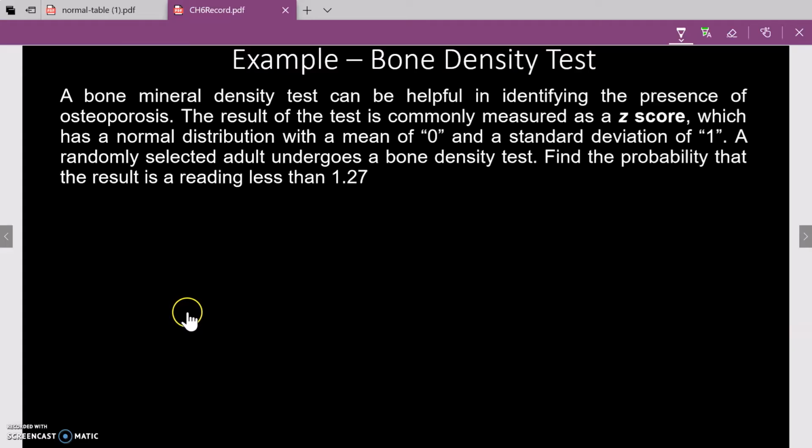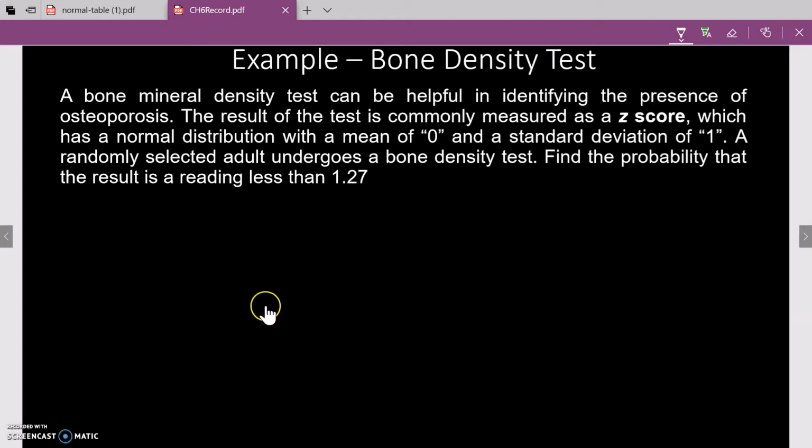A bone mineral density test can be helpful in identifying the presence of osteoporosis. The result of the test is commonly measured as a z-score, which has a normal distribution with a mean of 0 and a standard deviation of 1. A randomly selected adult undergoes a bone density test. Find the probability that the result is a reading less than 1.27.